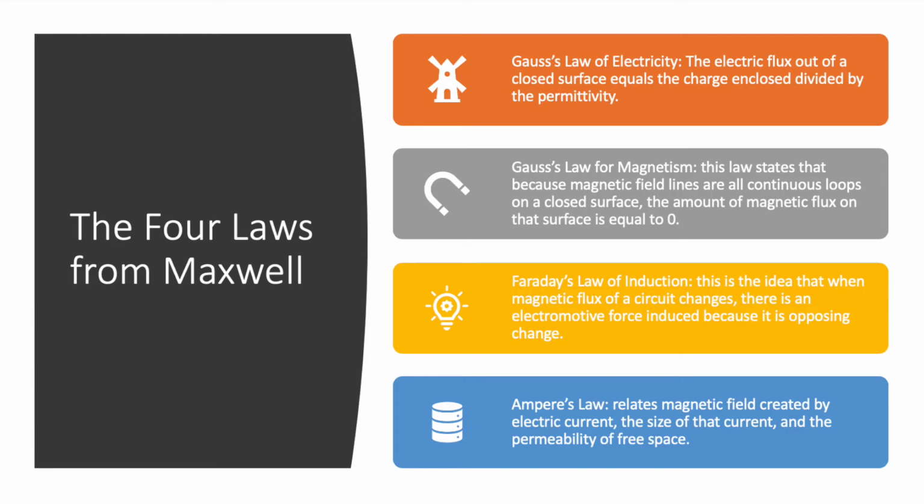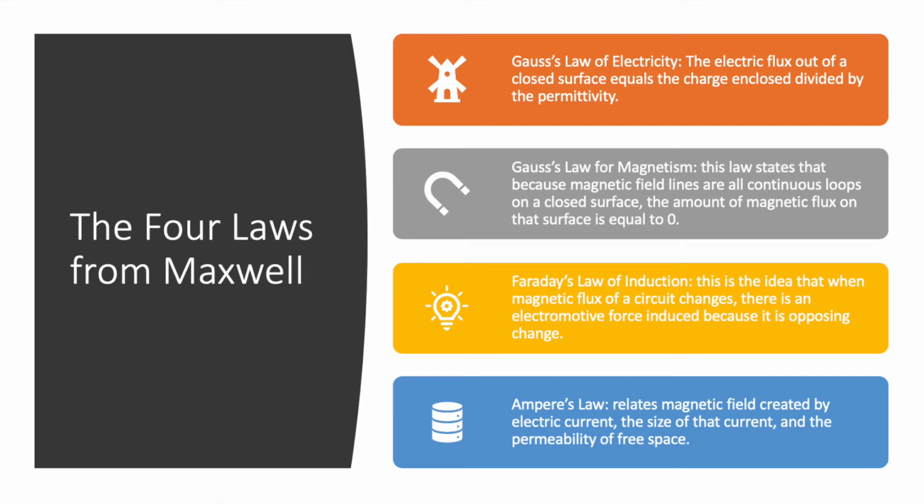Gauss's law for magnetism states that because magnetic field lines are all continuous loops on a closed surface, the amount of magnetic flux on that surface equals 0 because they cancel each other out. Faraday's law of induction is the idea that when magnetic flux of a circuit changes, there is an electromotive force induced because it opposes that change. So this force is proportional to the rate of change in the circuit, according to Faraday's law of induction.